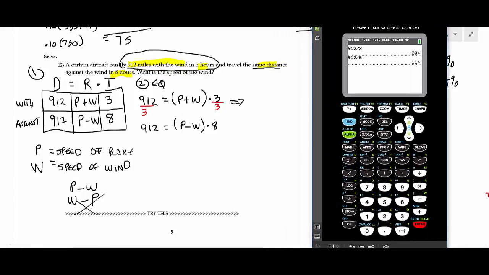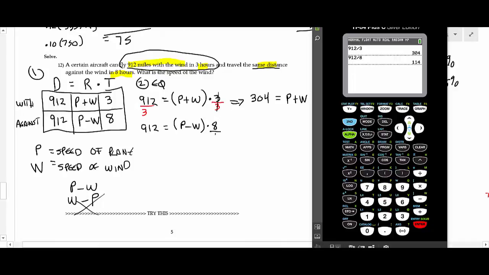Okay, so let's see, I did that on my calculator. 912 over 3 was 304. So this system now becomes 304 equals P plus W, like that, because the 3s cancel out. Then we do the division. Now you go to the next one.